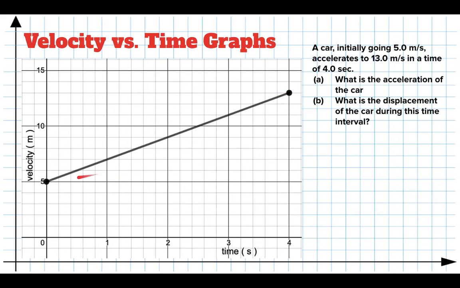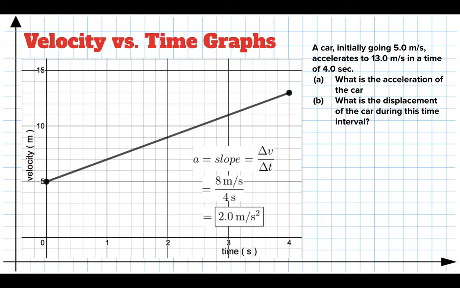Just using our graphical representation, we can find the acceleration because it's the slope of this line. So the slope of this line is the rise. It goes up 8 units from 5 to 13, and that's divided by the run, which is 4 units. So 8 over 4 is 2. So the acceleration is positive 2 meters per second squared. And you could have solved that with equations, but we're just looking at how to do it graphically. So the acceleration of the car is 2 meters per second every second.